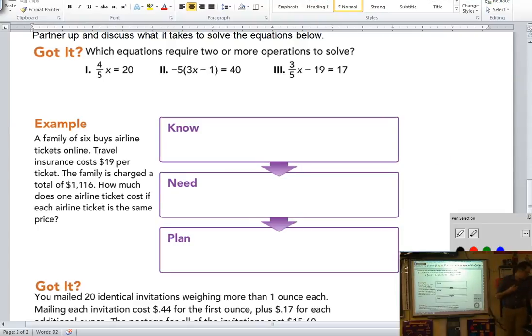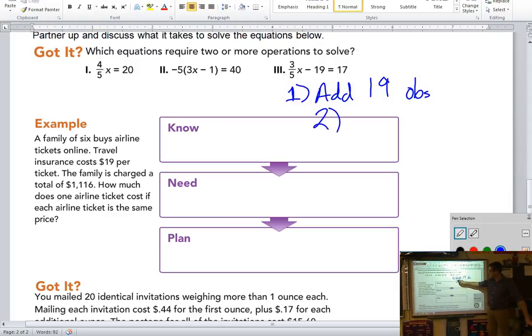So, on number 3, Mr. Surface, what would you do first for equation 3 in that solution process? So you would add 19 to both sides. Yeah, we would add 19 to both sides. So add 19 on both sides, and you have 36. So then you divide 36 by 3 over 5.